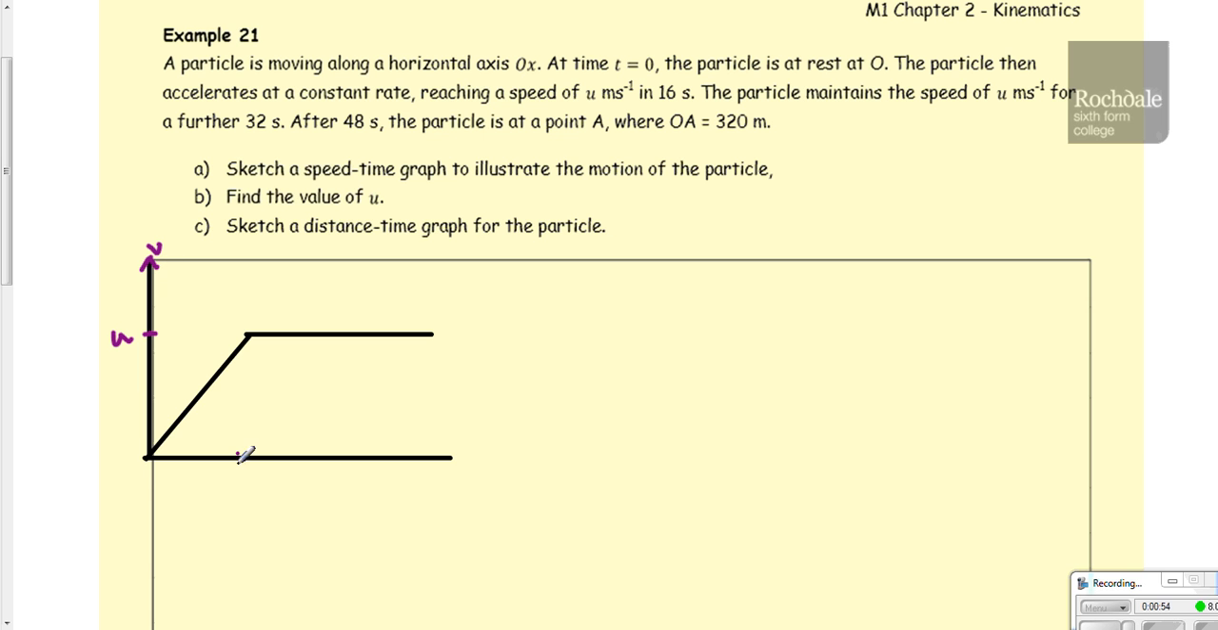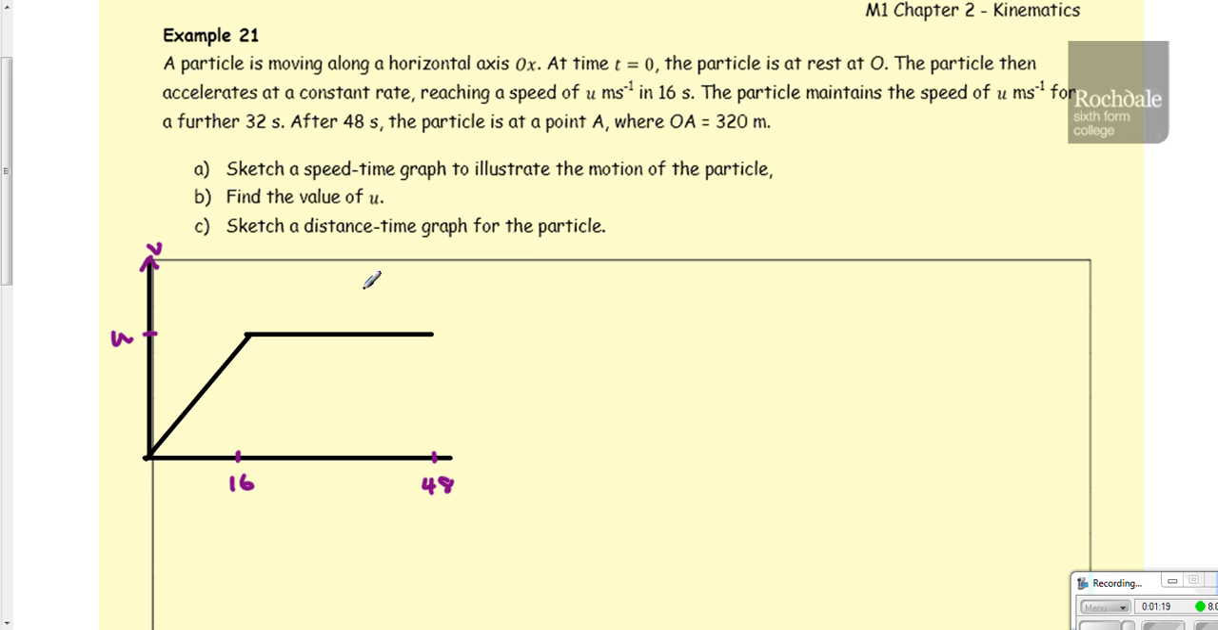And it took 16 seconds. The particle maintains that speed for a further 32 seconds. So read the question carefully, a further 32 seconds, so that's 48 in total. So after the 48 seconds, the particle is at point A, where A is a distance of 320 meters from where we started from O.